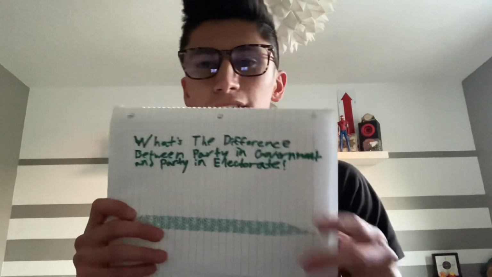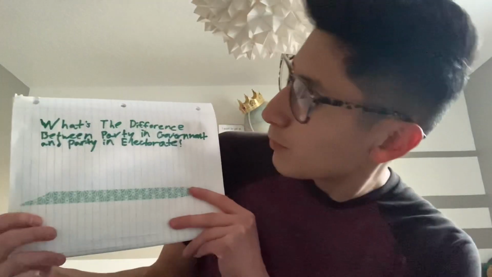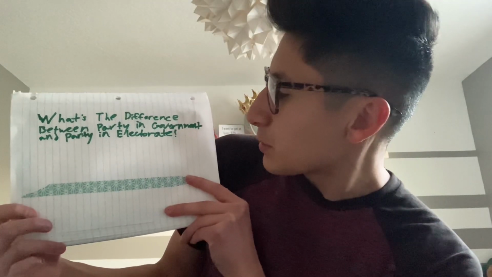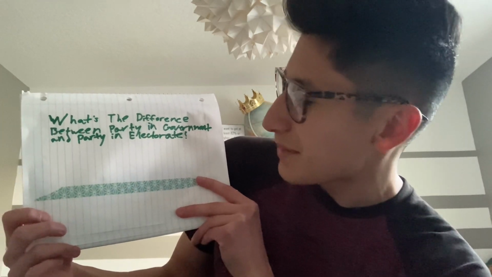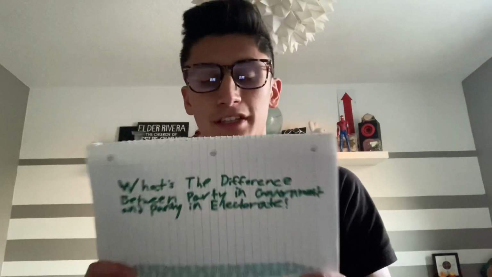Okay, and then the next slide is: what's the difference between party in government and party in electorate? Okay, so party in government is the political parties that associate themselves with positions within the government.